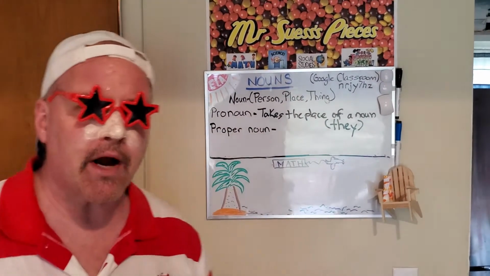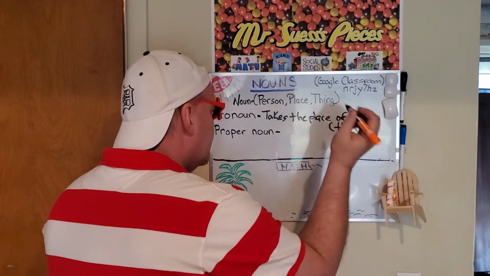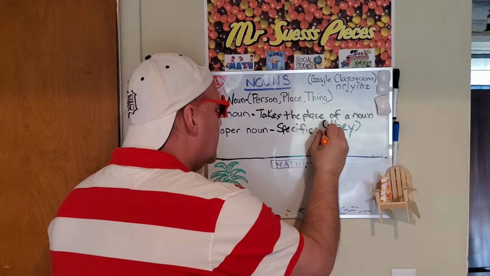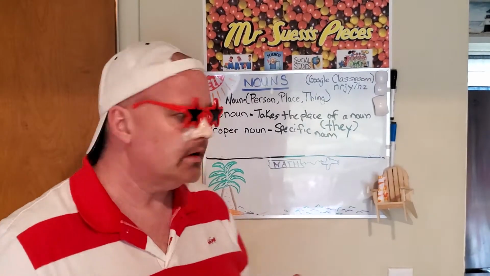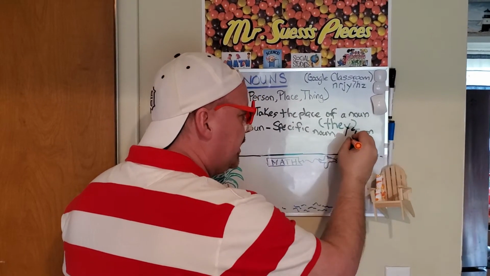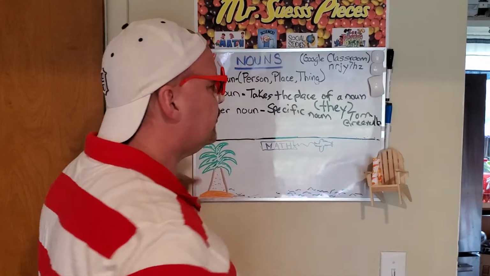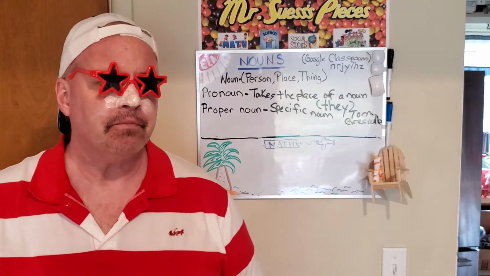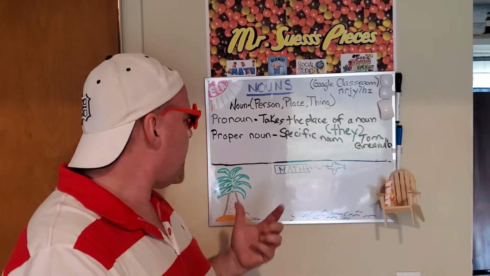Second one is a proper noun. A proper noun is kind of like a fancy noun. Okay, proper noun is a specific noun. So for example, specific person would be Tom. Place would be Greenville. And so they become proper nouns because they are specific ones. And a little bit of a clue is they just about always start with a capital letter, so that will help.